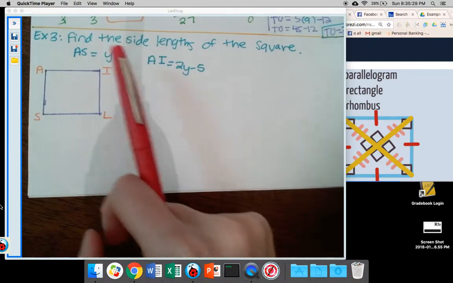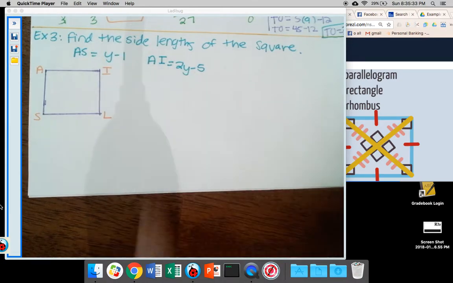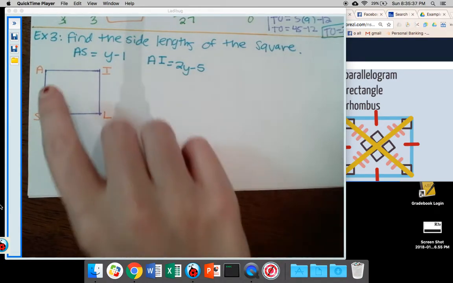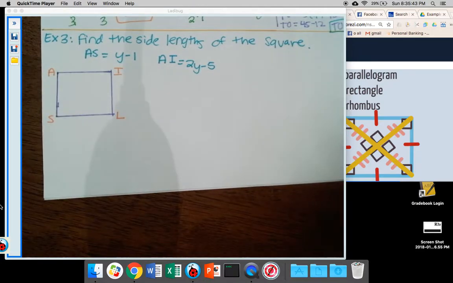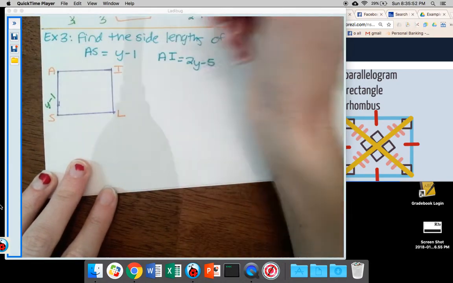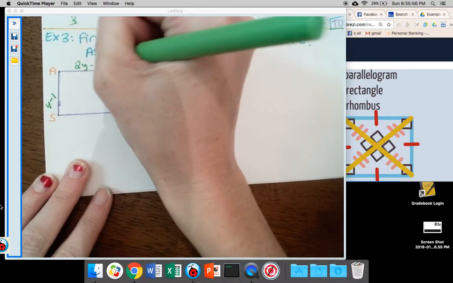Guys, let's start solving some things using properties of squares. The problem says to find the side lengths of the square. They gave us AS is y minus 1 and AI is 2y minus 5. So I'm going to go ahead and label my picture. Remember, it's always helpful to label your picture in geometry. So AS is y minus 1, and AI is 2y minus 5.